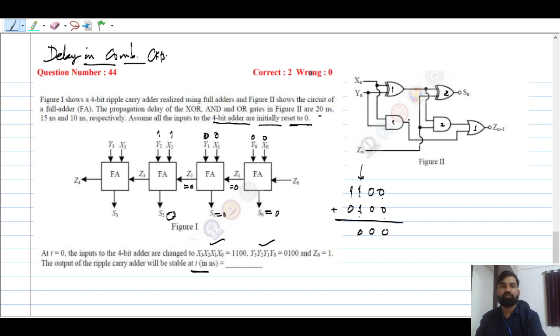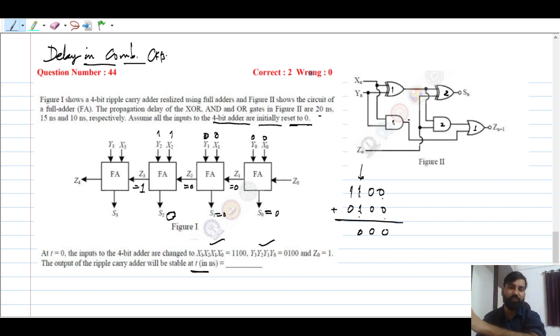Okay, this is going to be 0, but your carry is going to be 1. But we have to see after what nanosecond this carry is going to become 1, right? That is very important, because all the gates are associated with a certain propagation delay. Since the carry is going to be generated after adding y2 and x2, we have to apply these inputs.